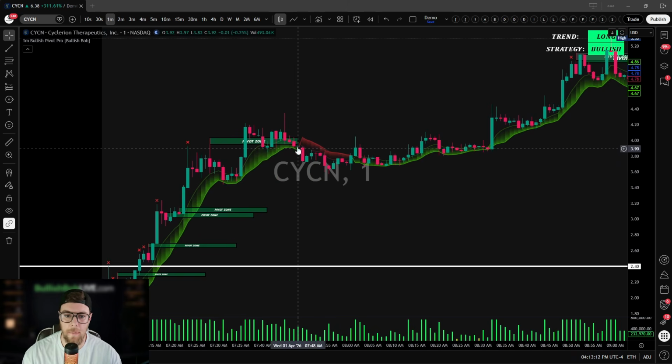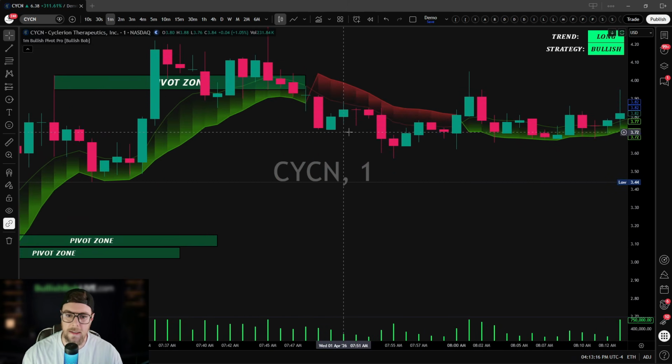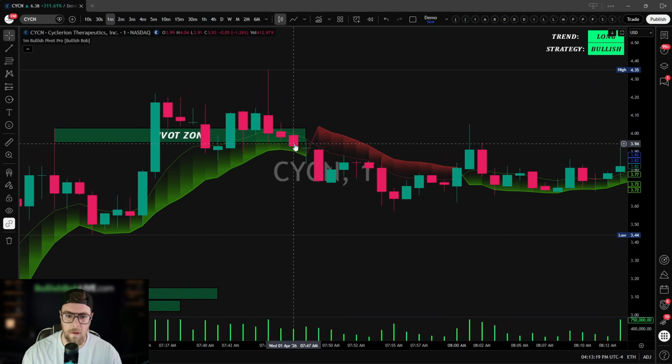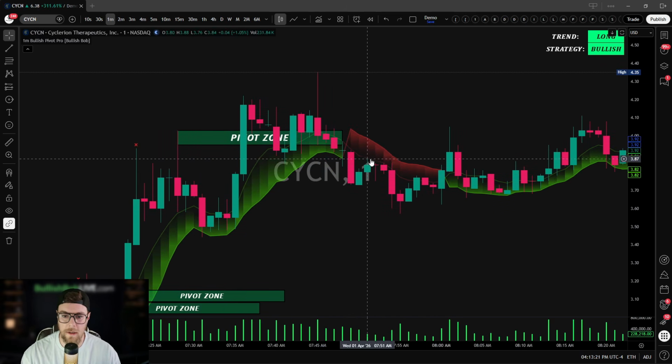And if we close back below, like we did over here, that is a bearish signal. So if I zoom in on this and you guys take a look, this is a bearish signal. This is a bearish signal. So two bearish signals in a row here.